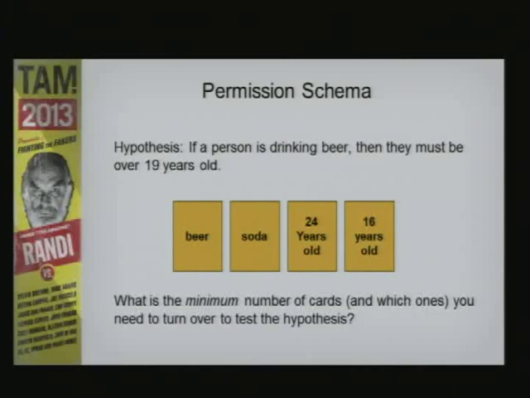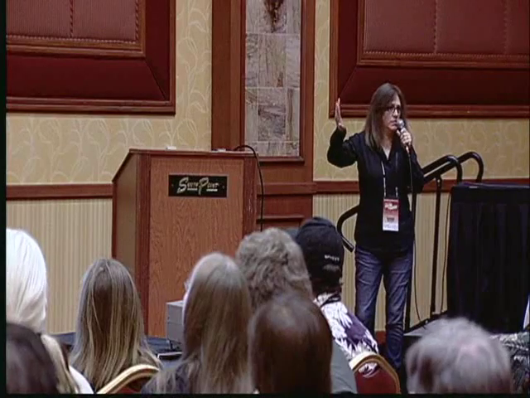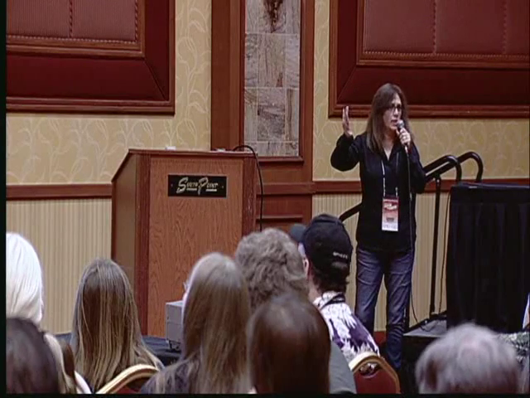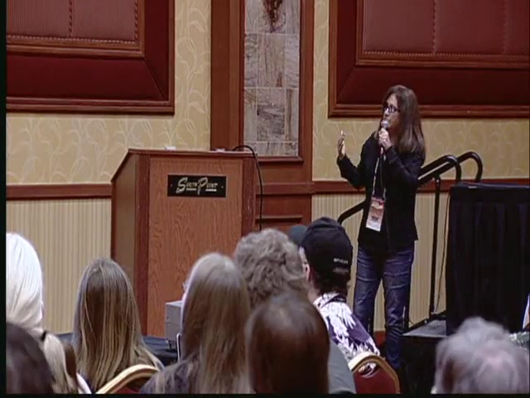So the Wason four-card problem that we were talking about, one of the ones that you got on your sheet, is very similar to this one. If a person is drinking beer, then they must be over 19 years old. You have four cards that you have to turn over. Each one has what they're drinking on one side and their age on the other. You can see four of these sitting on the table, and you've got to make sure that the rule is being followed. So which cards do you turn over?